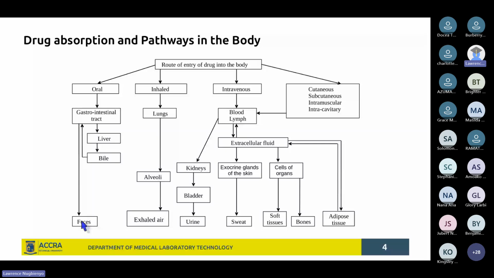So that is one route by which you can have excretion of drugs out of the body through stool. You can have that. So when it is oral, it goes through that part all the way and then gets excreted through stool. Of course, part of it will also get excreted through other means. You can have inhalation, that is through the nose.